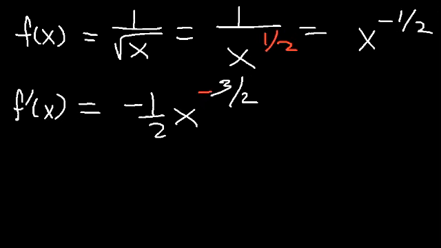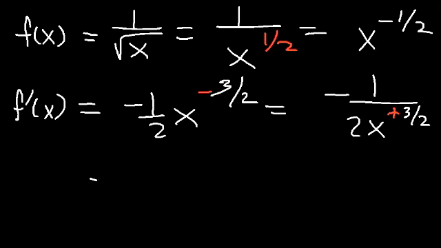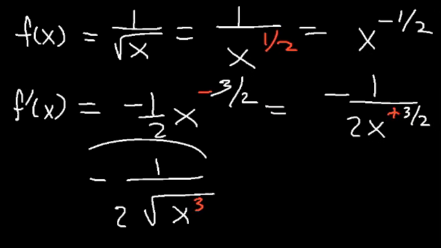Let's move the x back to the bottom because we have a negative exponent. So negative 1, the 2 is in the bottom as well. So it's going to be 2x to the positive 3/2. At this point, we can turn it back to a radical. So we can say it's negative 1/2 square root x cubed. Now let's not worry about rationalizing it. So let's leave it like this.